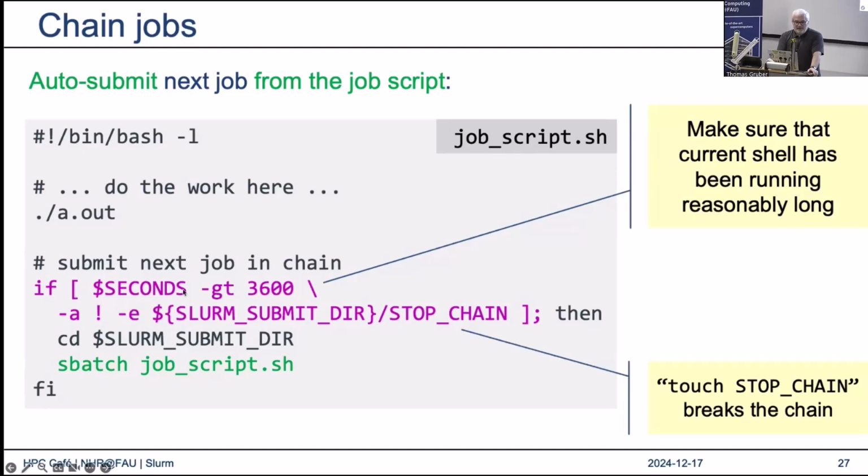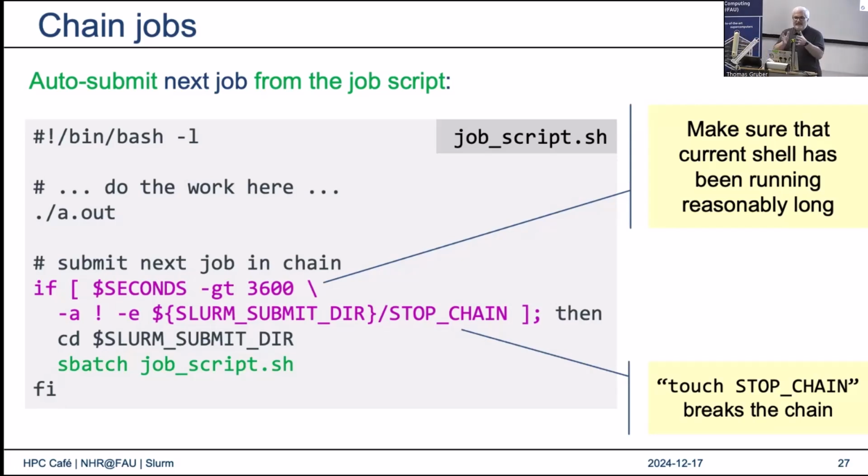So if $SECONDS is greater than 1 hour. $SECONDS is a shell variable in bash that tells you how long the current shell has been running already. That means if your job has been running for longer than 1 hour, everything is fine. And then you want another condition. This condition allows us to stop the chain whenever we want. If you see, for example, that your chain has been running for a couple of days and something went wrong, for example, your algorithm doesn't converge, or you see that it will be taking too long for this to make sense, you want to stop the chain.